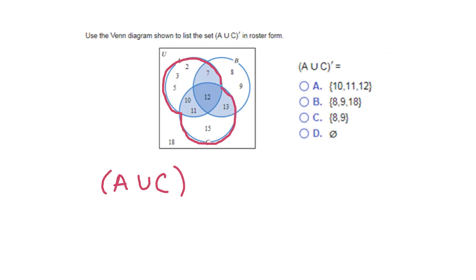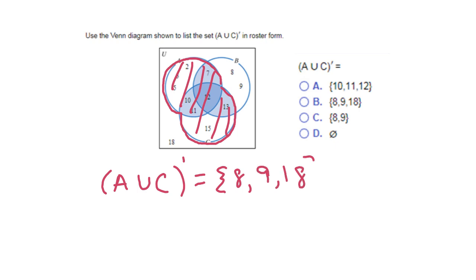All right, and now that we know what A union C looks like, that's everything inside my drawing, we want to exclude it so that we can get the complement. So that would mean to eliminate everything on the inside, and we will write down whatever's left on the outside of my figure. So that is going to leave me 8, 9, and don't forget 18 out there in region 8. Again, the complement of A union C is going to be 8, 9, 18. And this will tell me to select choice B for my final answer.